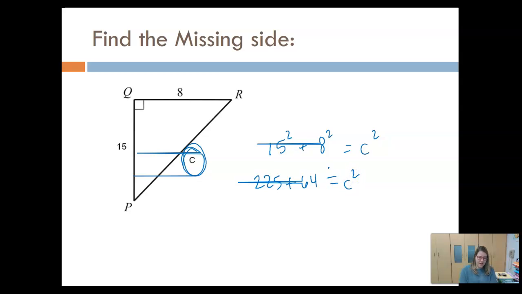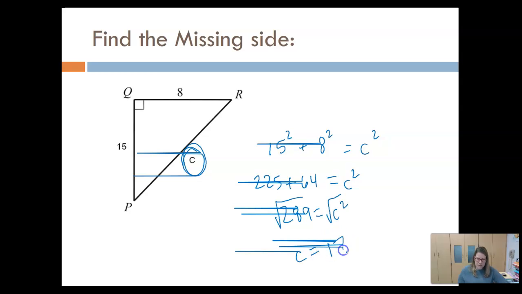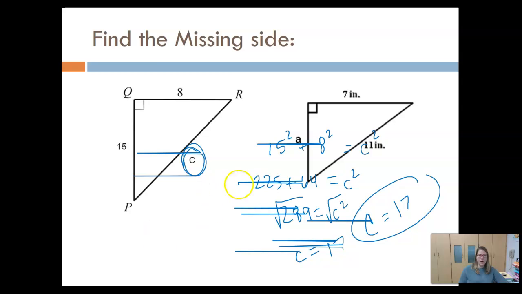So 225 plus 64 is 289. And the square root of 289 is 17. So 289 equals c squared. To get rid of the squared, I'm going to take the square root. So c is equal to 17. Okay, c is 17. All right, so now let's look at one where the hypotenuse is actually what we're trying to look for.